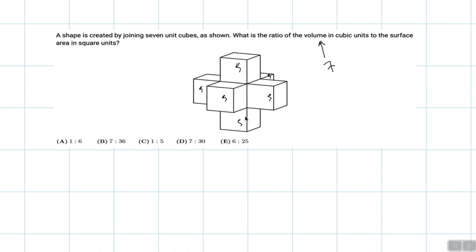So this is 5 times 6, which is 30. So surface area is 30. What's the ratio of volume to surface area? 7 to 30. Answer choice D.